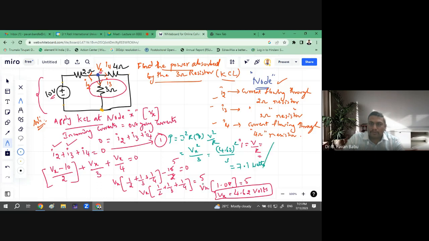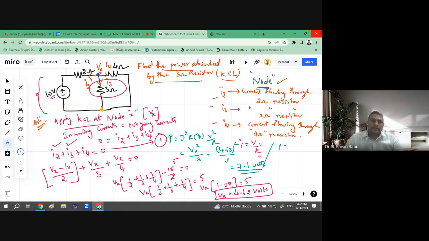Let me use the other formula. So P equal to I square R. So what is the I? Current flowing through the 3 ohm resistor is I3. So what is the value of I3 here? Vx by 3. So again it remains the same, right? So I equal to Vx by 3. So Vx whole square by R. I think it will be the same formula. So the value is 7.1 watts. Please check with this answer whether I have done it correctly or not. The method is the same. Check with the values.